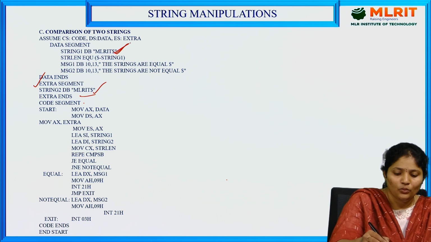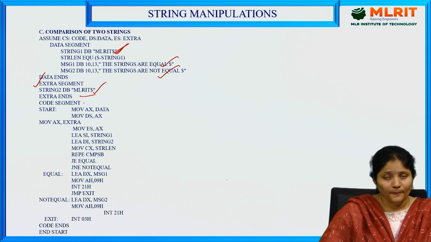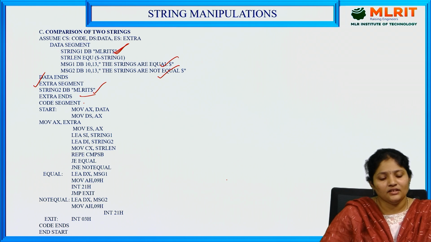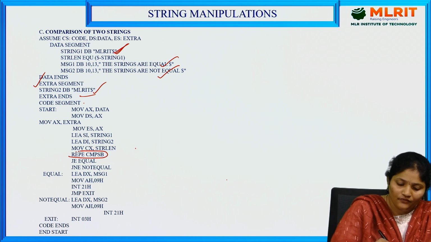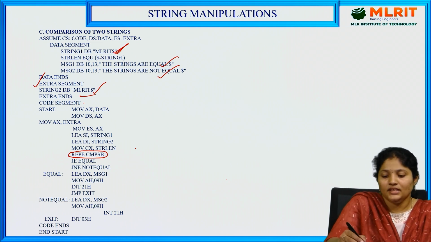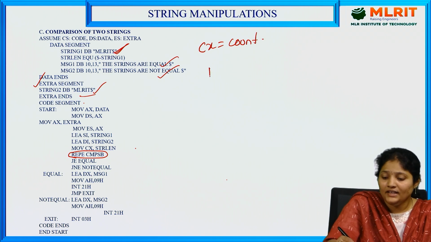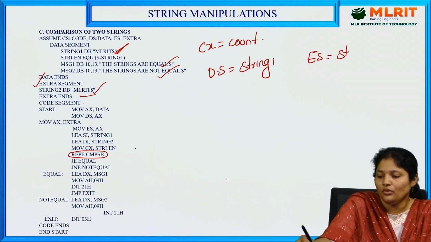See here, string 1, string 2, this is also a string, and the message for strings being equal is also a string. 3 strings have been initialized in the data segment. So what is the purpose of having the extra segment? Yes, there is a reason, because if we need to use the compare string byte repeat equal instruction, the condition is that the CX register needs to have the count, the data segment is used to hold the first string and the extra segment is used to hold the second string.